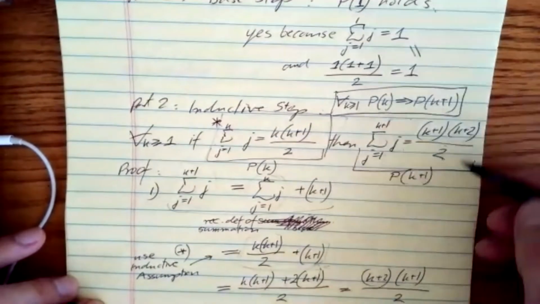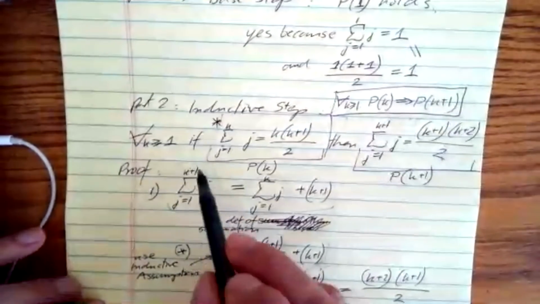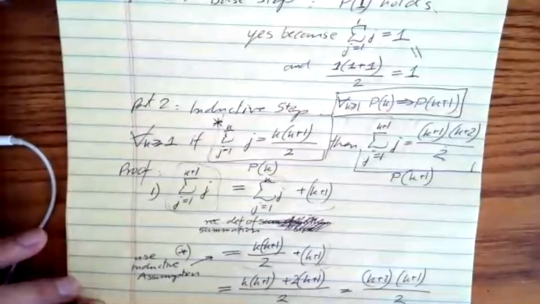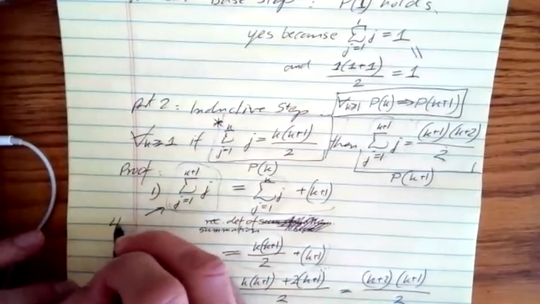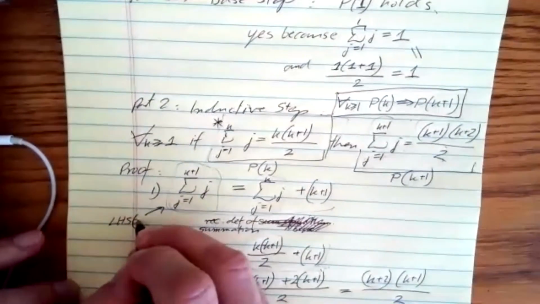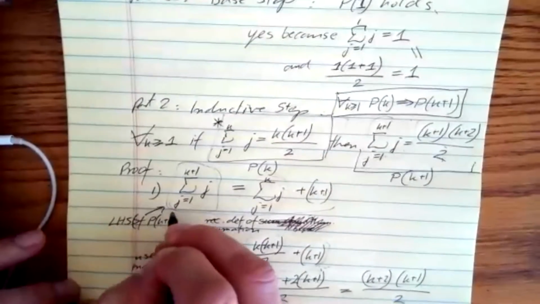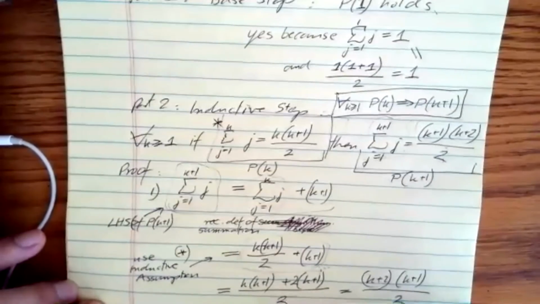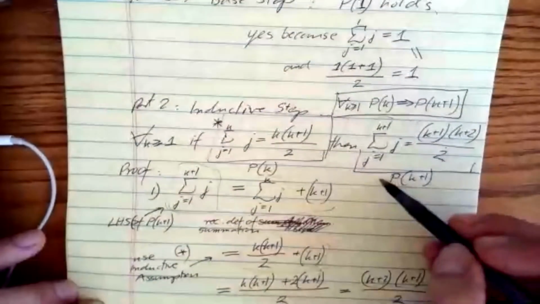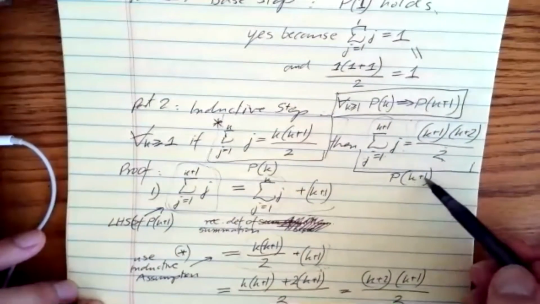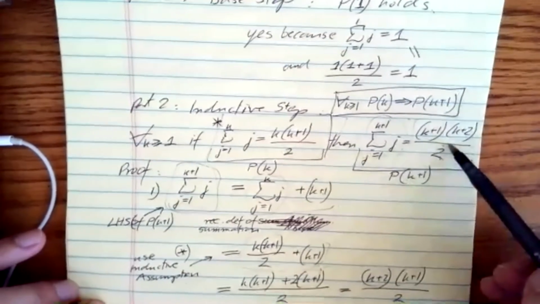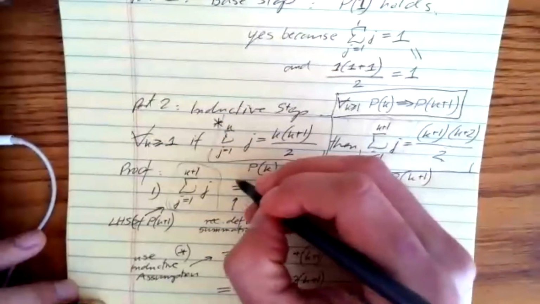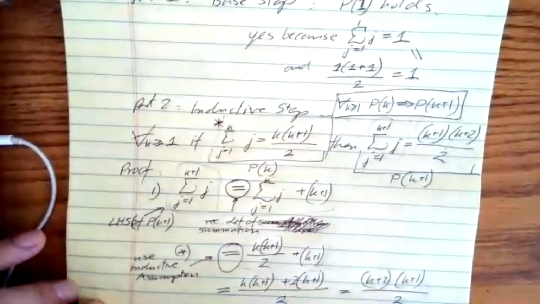So look, my walk was, I started from the left-hand side of p k plus 1, and I ended with the right-hand side of p k plus 1, and therefore I have proved that p k plus 1 holds, because the statement p k plus 1 was that the left-hand side is equal to right-hand side. And I made two crucial points. The two points are this one and this one.